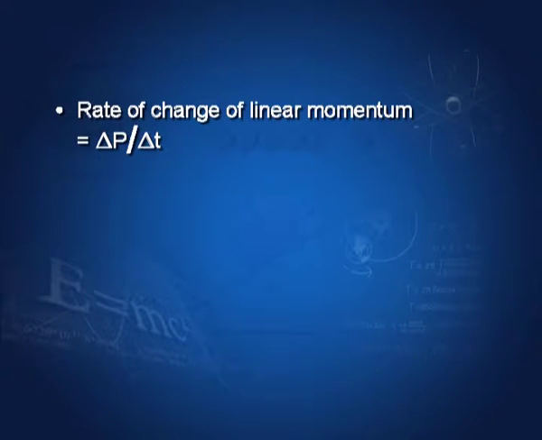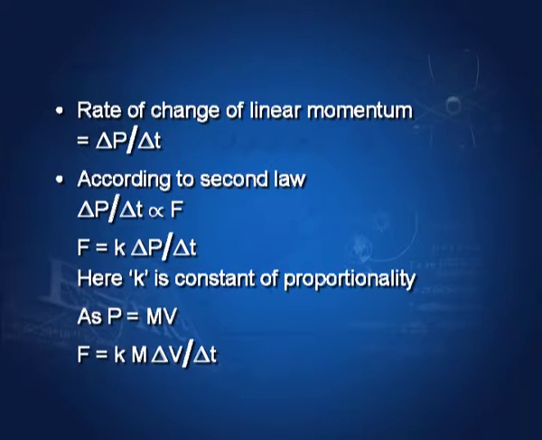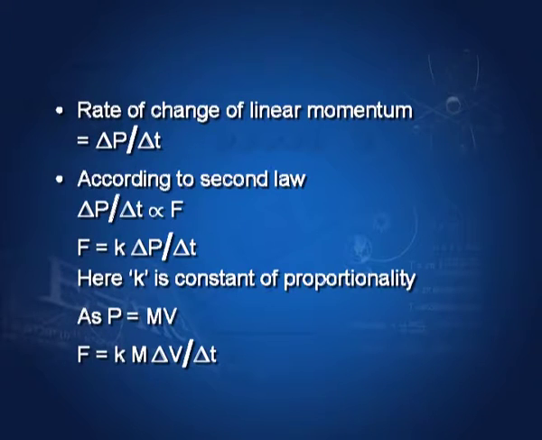Putting a coefficient of proportionality k, we get F equals k delta p upon delta t. As p equals mv, substituting the value of p, we get F equals k m delta v upon delta t.